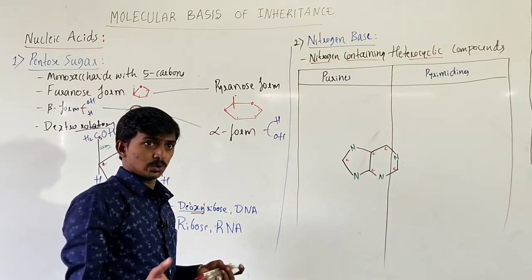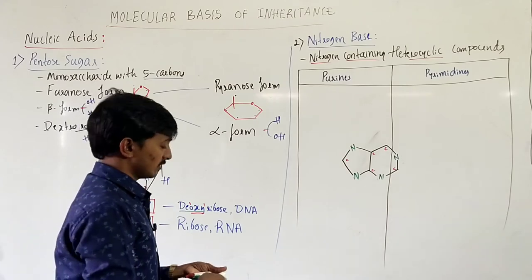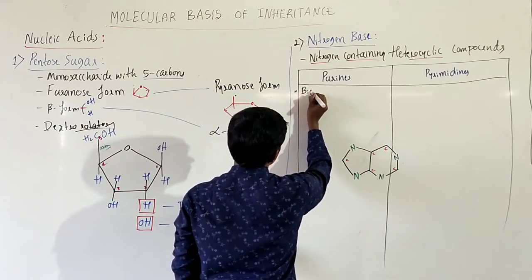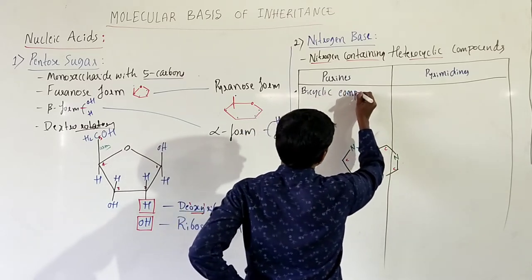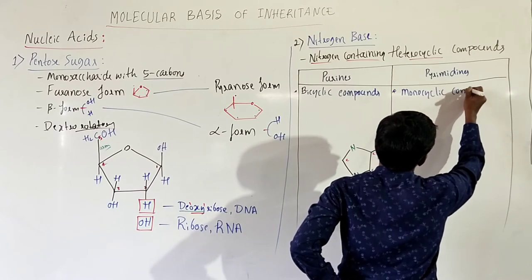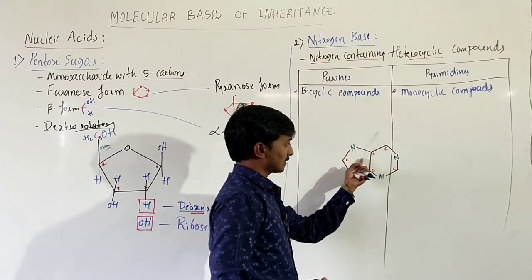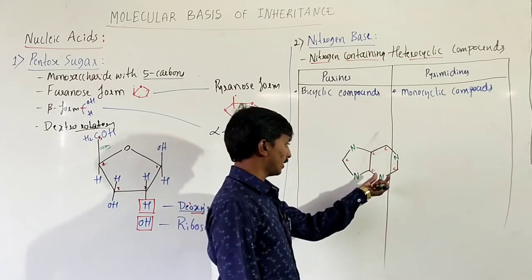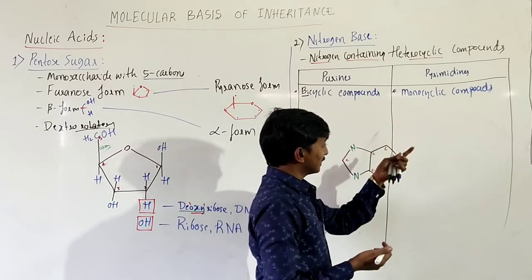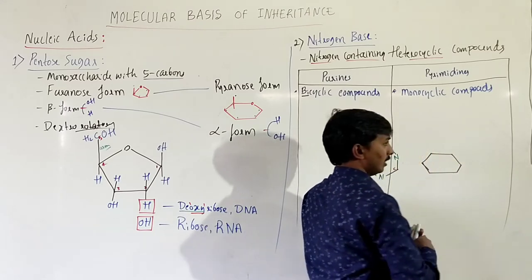What are the differences? You know that nitrogen bases are of two types, purines as well as pyrimidines. Let us list out the differences. First point, purines are dicyclic or bicyclic compounds, and pyrimidines are monocyclic compounds. Purines contain two rings, one hexagonal and one pentagonal. So they are named bicyclic compounds, two cycles, two rings. Monocyclic means they contain only one ring, only one benzene ring.